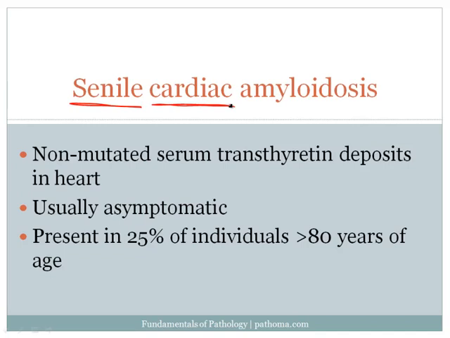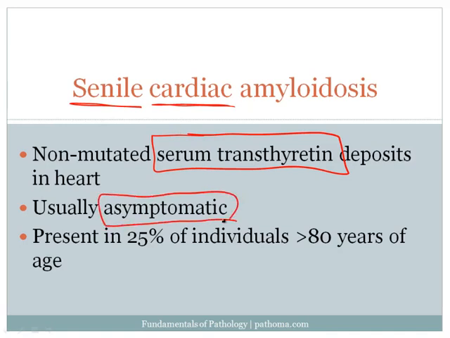It is important for examination purposes to know what the amyloid is in this particular circumstance. It is non-mutated serum transthyretin, and you'll see why I'm highlighting the non-mutated part in a moment. Serum transthyretin is the second most common protein within the blood, and this protein, over very long periods of time, can eventually deposit, particularly in the heart, resulting in senile cardiac amyloidosis. This would be asymptomatic. That's important. And it would be seen in the elderly. In fact, it's relatively common, present in about 25% of individuals over the age of 80.